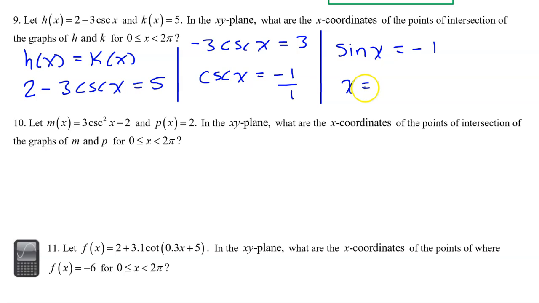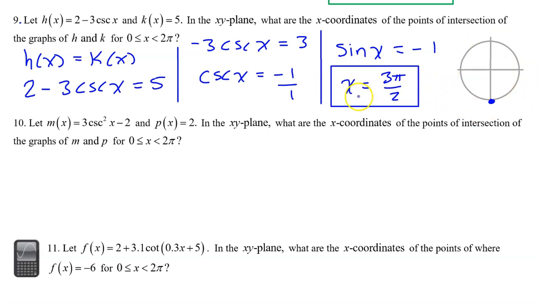We can solve this equation by asking ourselves the sine of what is equal to -1. On the unit circle, sine is the y value, and the y values are equal to 0 here, 1 here, 0 here, and -1 right here. So this is 3 pi over 2. This is the only solution to this equation on the interval from 0 to 2 pi. So this is the x-coordinate of the only intersection point between function h and function k.